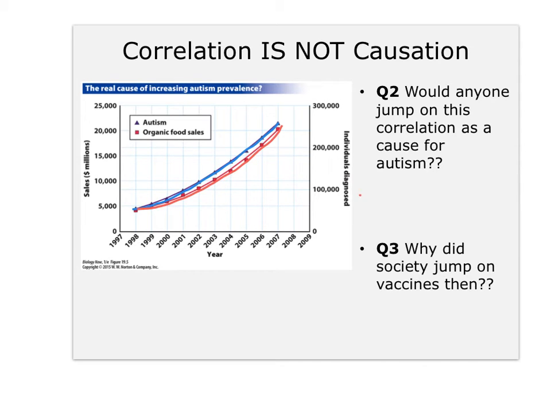Would anybody jump on this and say, oh my gosh, organic food is causing autism? No, people don't want to believe that. They think organic food is good for them. It's not science. It's not scary. Anything scientific seems scary to people who don't understand, who didn't take my Biology 100 class.